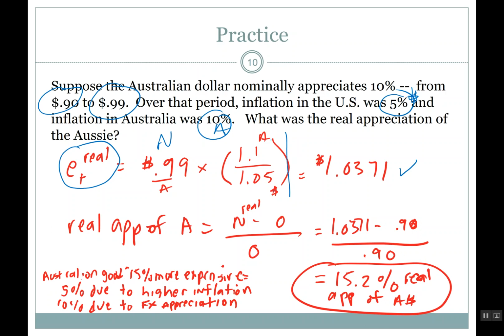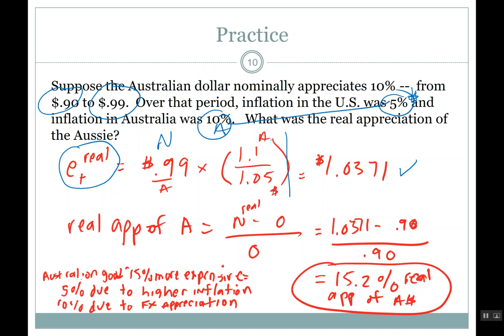You okay? So what that means is that Australian goods are now 15% more expensive to Americans. That is actually the point of calculating real appreciation, to answer that question. How much more expensive are Australian goods to Americans? They're 15% more expensive. Why? Because the currency is 10% more expensive and their prices are 5% more expensive.